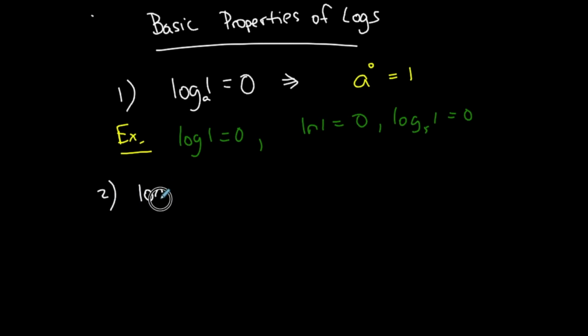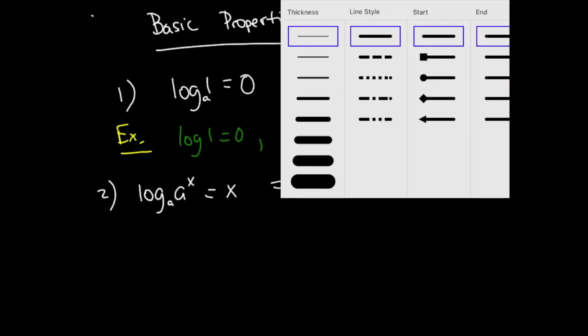The second rule, log base a of a to the x is x. Why is this true? So if the bases match, why is this true? Well, the base a raised to the x power is equal to a to the x. I get a true statement in exponential form. So let me show you an example.